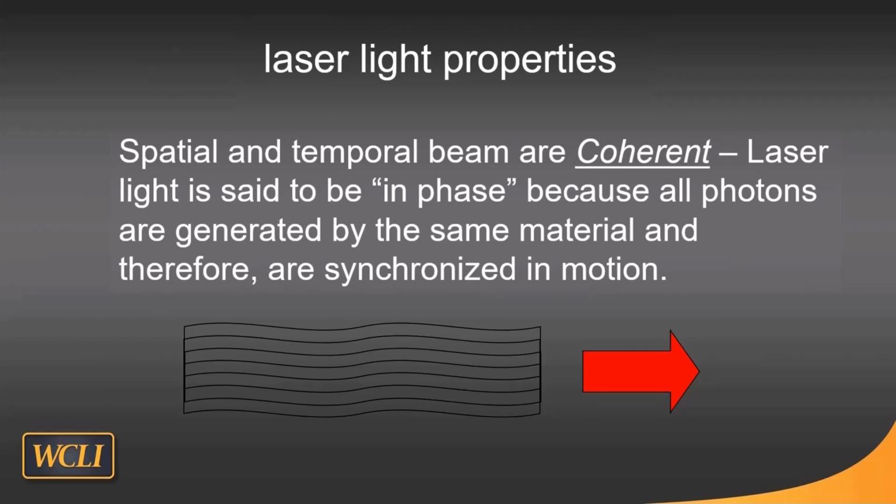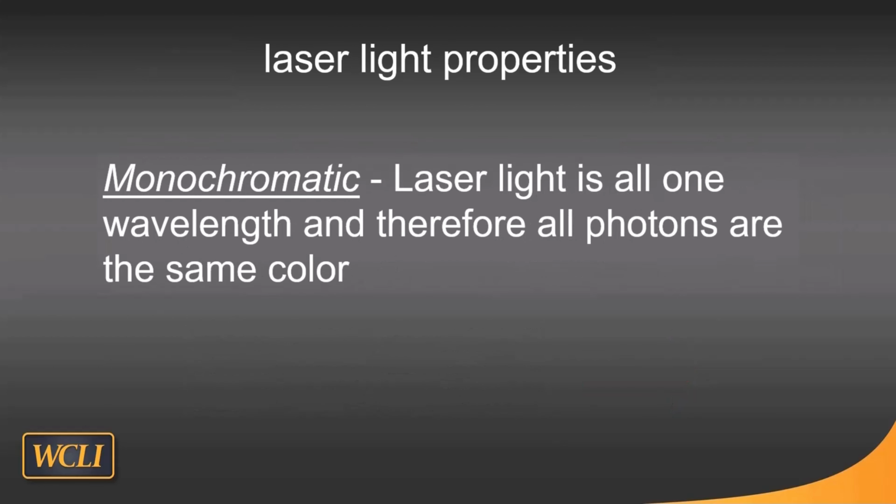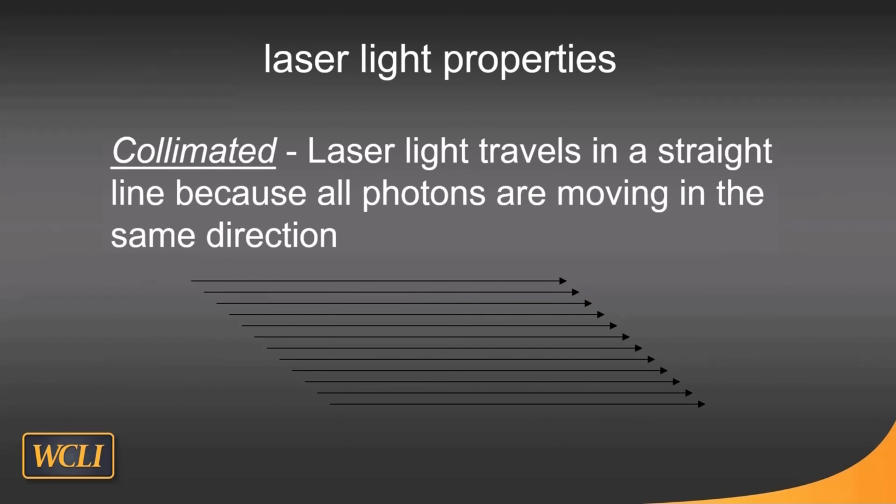Secondly, laser light is said to be monochromatic. Because all of those photons come out of the same material, all of those photons have the same color, so laser light has only one color. And finally, it's also collimated, meaning that all of the photons move in a straight line. That being said, laser light by definition is collimated.